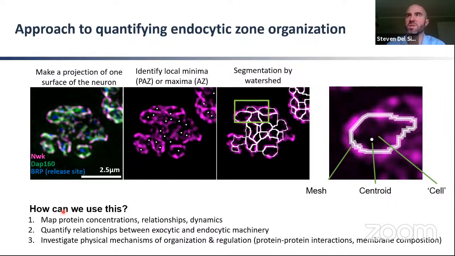So the first is that we can use this as a tool to map the relative protein concentrations, their regulatory interactions and relationships, and their dynamics. I think we can use this to quantify the relationships between the exocytic machinery, so active zones here, and the endocytic machinery here. And then finally, we can use this to look at the physical mechanisms that are able to assemble this kind of unique, interesting micron scale meshwork. And that includes protein-protein interactions, membrane composition, that sort of thing.